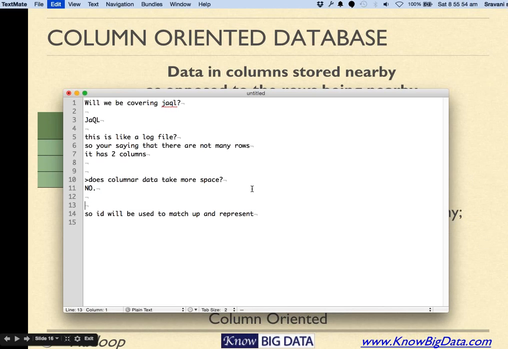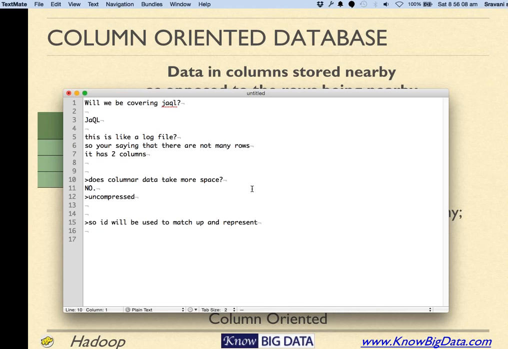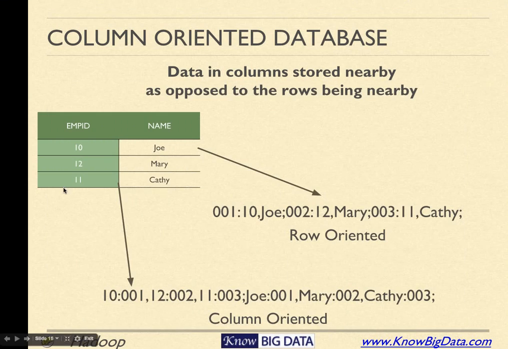Next question is in uncompressed. So this is an interesting question. This is Leonid's question, continuing with does columnar take more? So in compression, it takes less space. But his question is, what if the data is uncompressed? Does it take more space then?